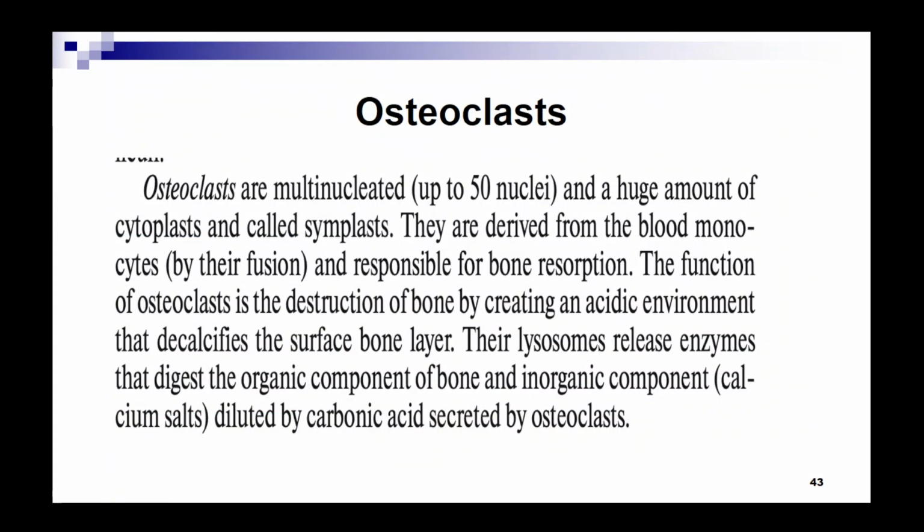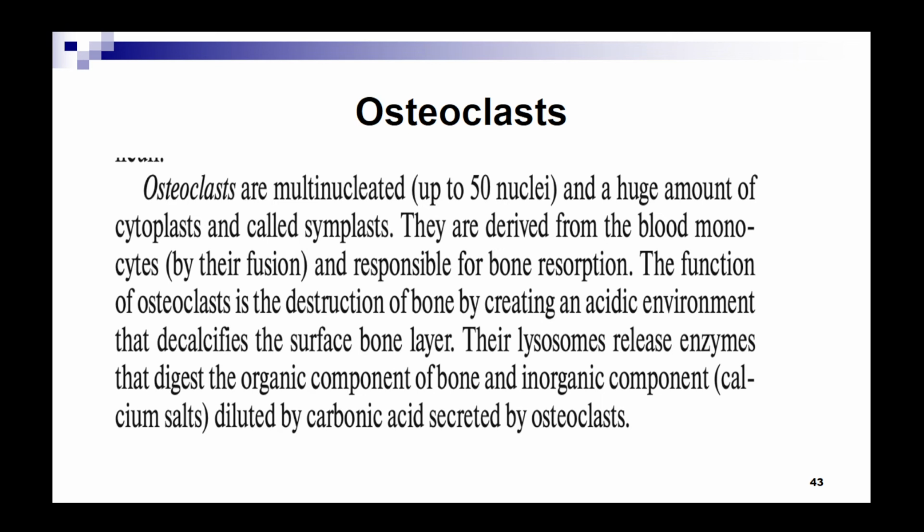Okay, next, osteoclasts. Osteoclasts are multinucleated, up to 15 nuclei, with a huge amount of cytoplasm called a syncytium. Why? Because there are a lot of nuclei in one cytoplasm. They are derived from blood monocytes. Originally they migrate from the red bone marrow and are responsible for bone resorption.